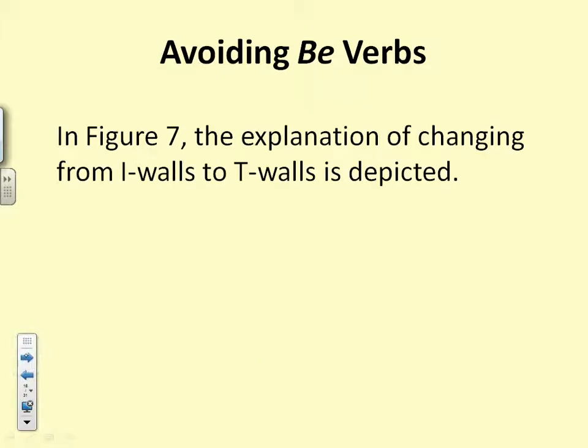So let's look at an example for this one. In Figure 7, the explanation of changing from I walls to T walls is depicted. As with the last example, there's nothing absolutely wrong with this sentence. In fact, I got it from student writing. It's not really a bad sentence at all. But as an exercise, look at it and say, okay, are there words that shouldn't be there? And we notice is, which is a be verb. So if is, as a be verb, doesn't carry any action, where is the action in the sentence? And it might be in multiple places.